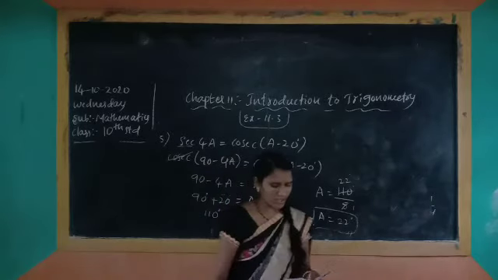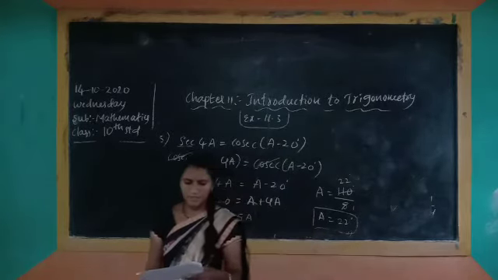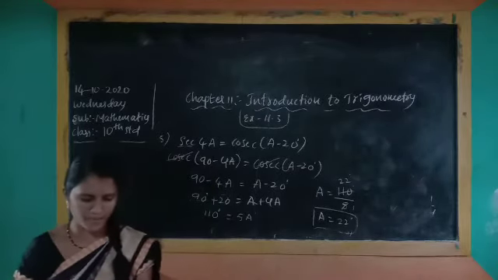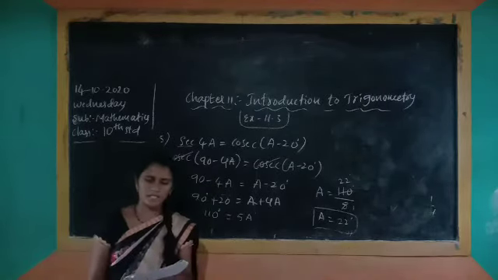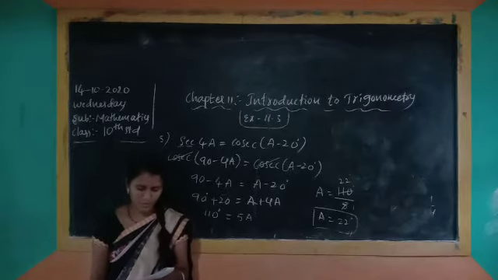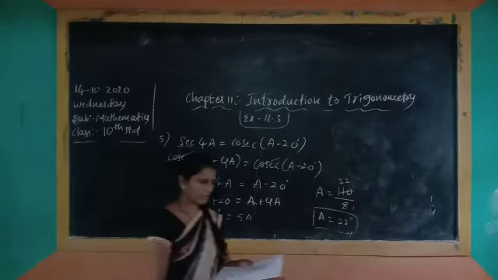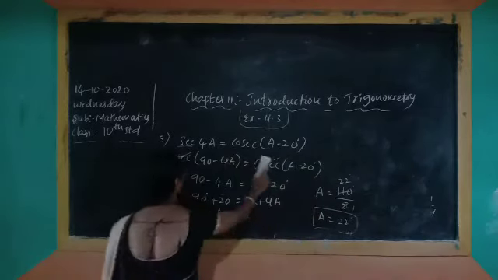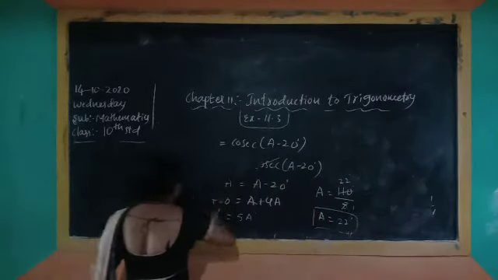Next, take the sixth question. If A, B and C are interior angles of a triangle ABC, then show that sine of (B plus C) by 2 is equal to cos A by 2. Show that means the answer is cos A by 2. Take the sixth question.